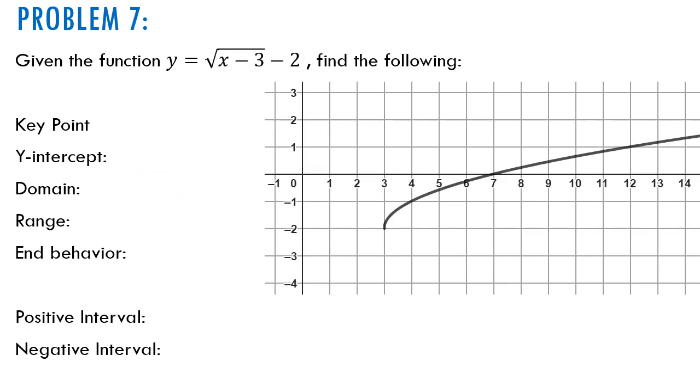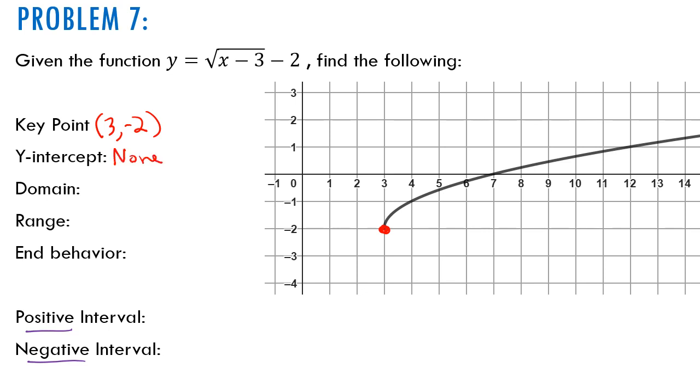Okay, so our next one, all this stuff is kind of the same as last time, except now we're going to be talking about positive and negative intervals. So we got a key point at 3, -2. Our y-intercept, we don't have one, so none. It doesn't touch the y-axis anywhere.